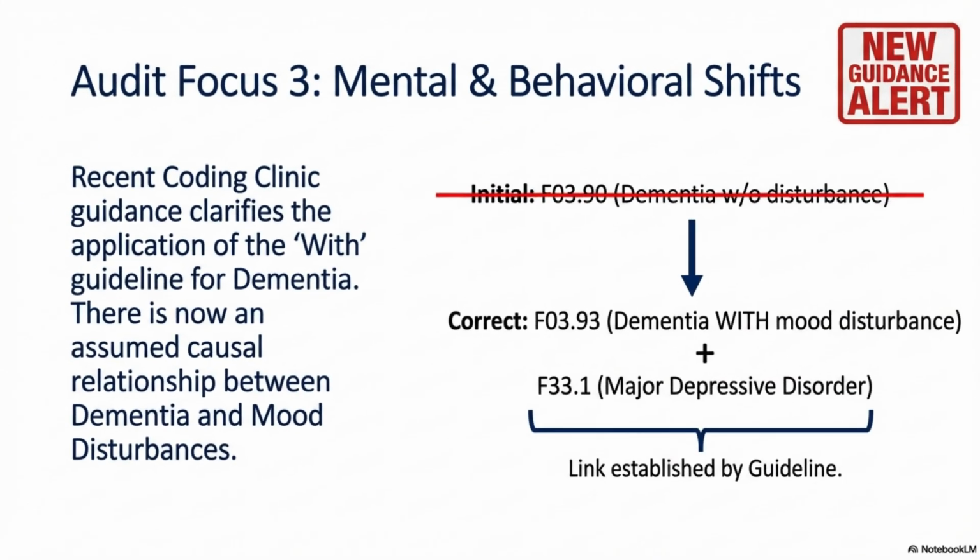Here, we apply recent coding clinic guidance. There is now an assumed causal relationship between dementia and mood disturbances. So instead of F03.90, we assign F03.93, dementia with mood disturbance, along with the separate code for major depressive disorder.